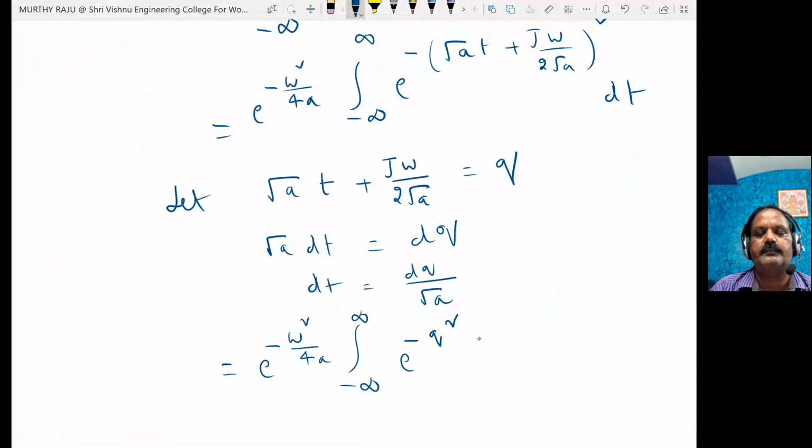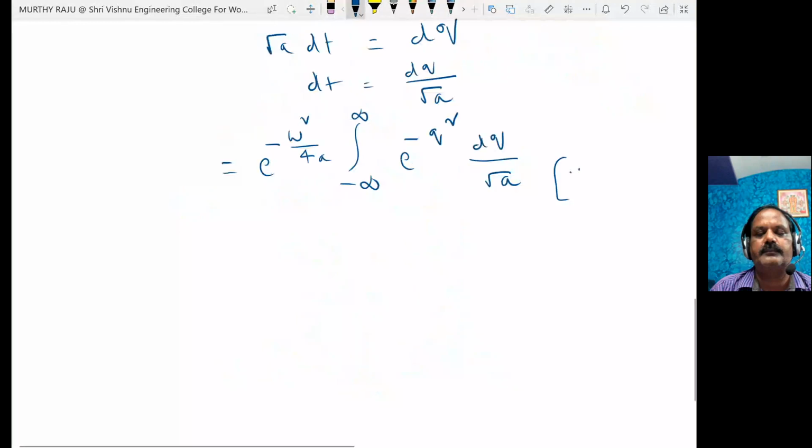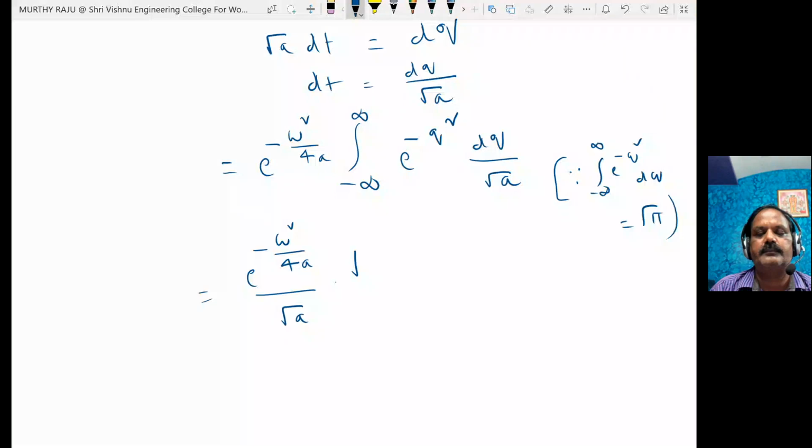dt is dq by root a. We know that the integral from minus infinity to plus infinity of e power minus q square dq is root pi. Therefore, e power minus omega square by 4a by root a into root pi. This value, the integral of e power minus q square dq, is root pi.